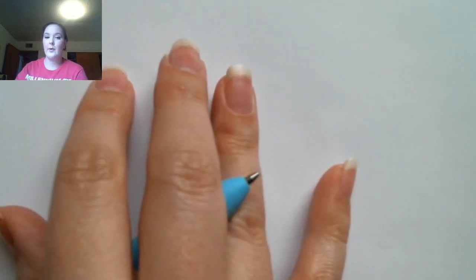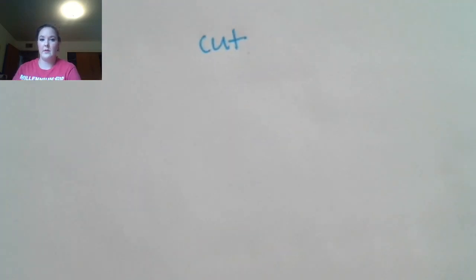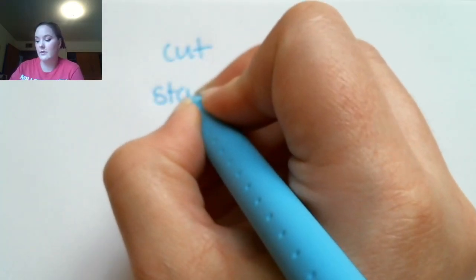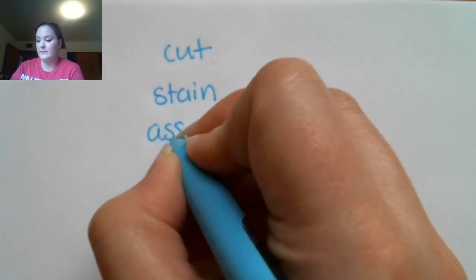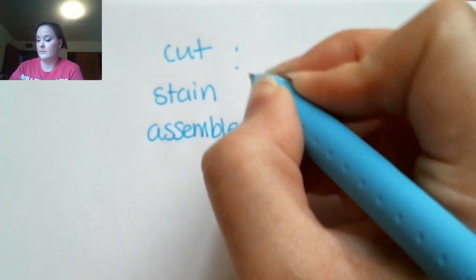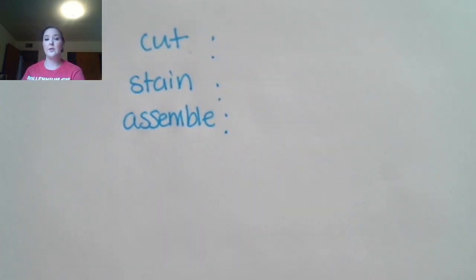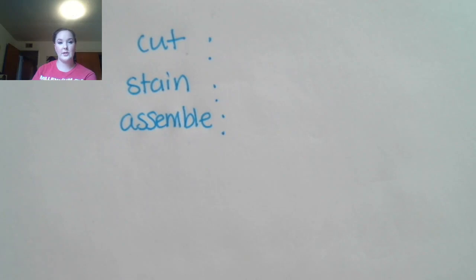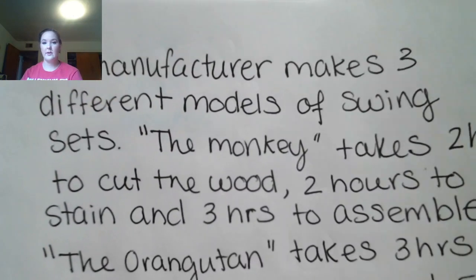Okay, so now in this example, we have to look at the totals that they give us. And the totals were about cutting, staining, and assembling. So I'm going to write 3 equations, one about cutting, one about staining, and one about assembling. And I know to do that, again, because those equations are going to correspond to the totals that they've given us. All right, so let's look at cutting.